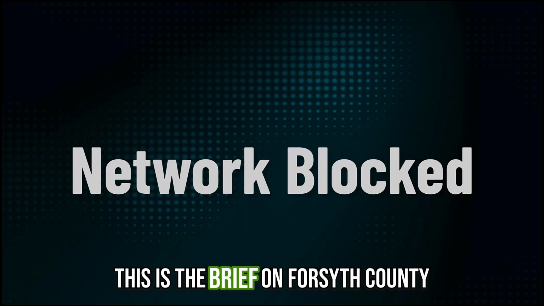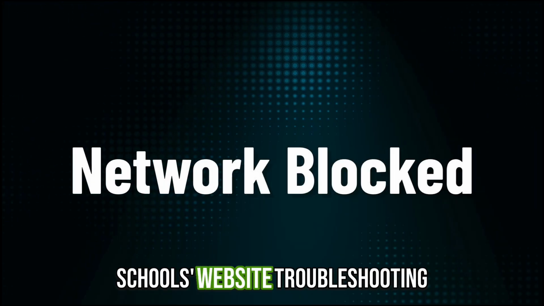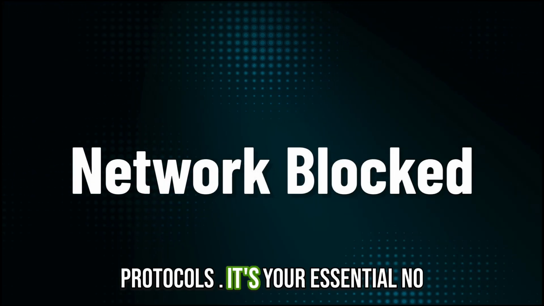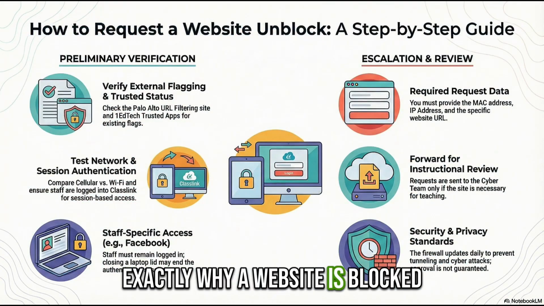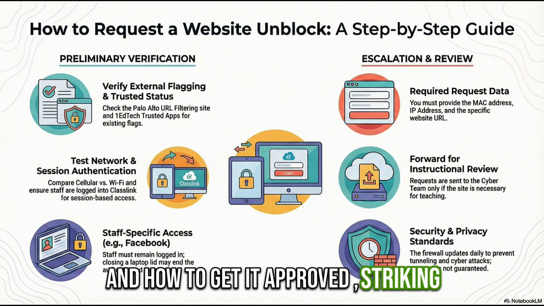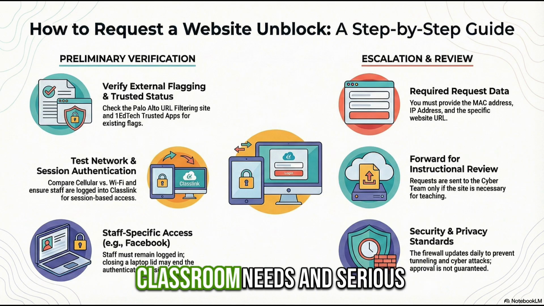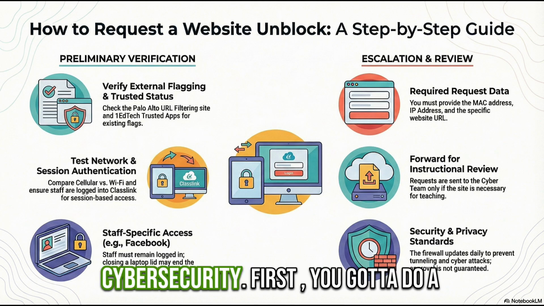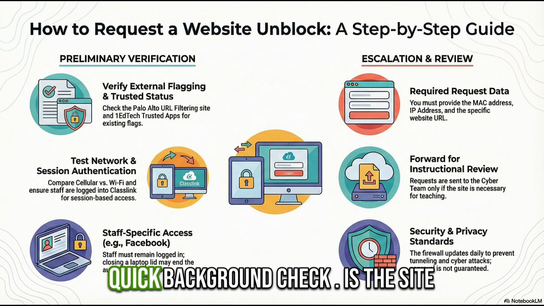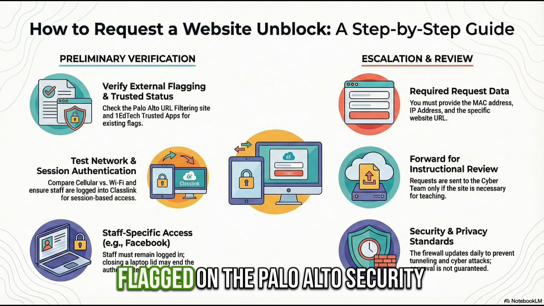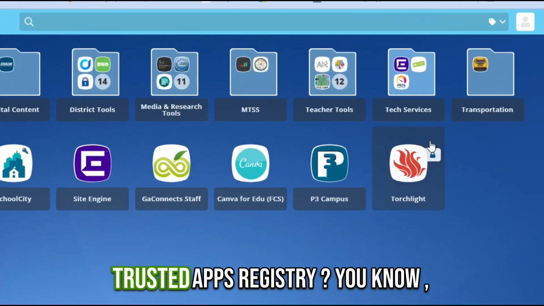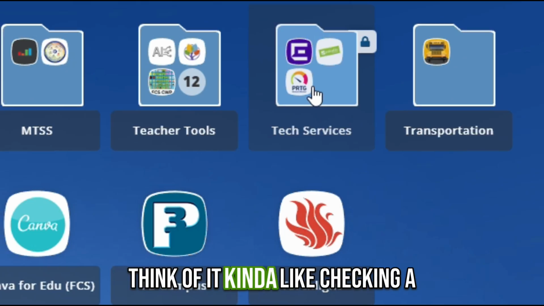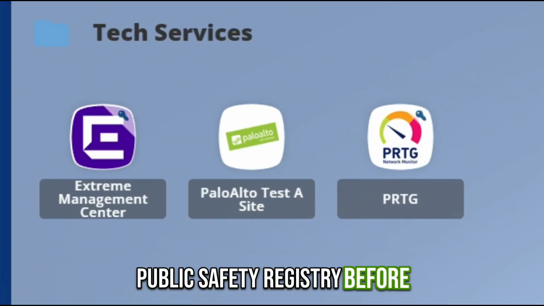This is the brief on Forsyth County Schools website troubleshooting protocols. It's your essential, no-nonsense guide for figuring out exactly why a website is blocked and how to get it approved, striking that delicate balance between your classroom needs and serious cybersecurity. First, you got to do a quick background check. Is the site flagged on the Palo Alto security filter, or is it on the One Ed Tech Trusted Apps Registry? Think of it kind of like checking a public safety registry before assuming your own device is completely broken.